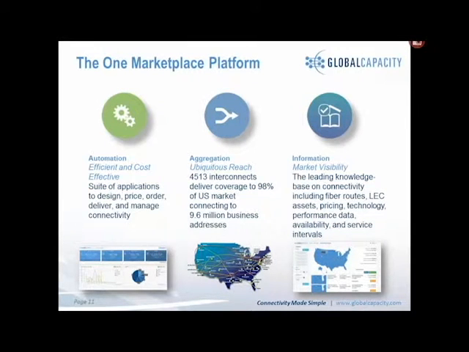So Global Capacity has approached these challenges with what we feel is a marketplace model. An online digital marketplace is a marketplace that brings together buyers and sellers. It uses automation, aggregation, and information to simplify the task at hand, in this case, buying network connectivity.